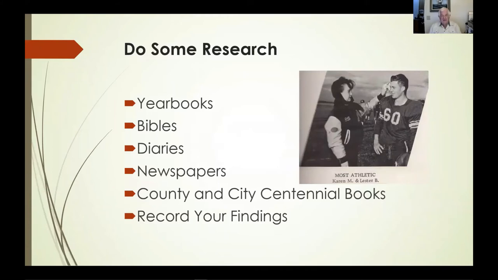Then you can go out and do some research. High school yearbooks, and you see a photo on the right-hand side of the screen where this guy in a football uniform was elected most athletic of his high school class. Now, there were only 37 people in the high school class. So is that a significant thing? I don't know, but it's a kind of a cool picture. That is me, by the way, in case you didn't recognize the face.